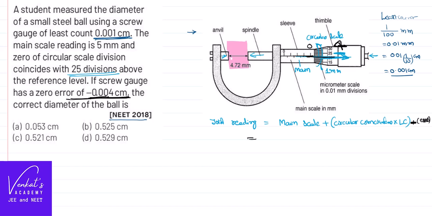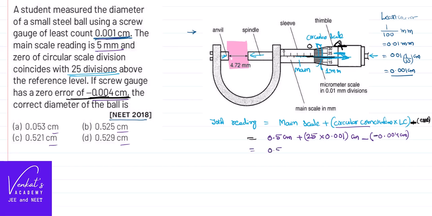It was given that the main scale reading is 5 millimeter, right? But I want to calculate it in centimeters because all the data is in centimeters. So 5 millimeter becomes 0.5 centimeter. That is the main scale reading. Circular scale coincidence is given as 25, and the least count is also given in centimeters. That is 25 into 0.001, so this also becomes automatically centimeters. Minus correction: the correction is given as minus 0.004 centimeter. This minus of minus becomes automatically plus.